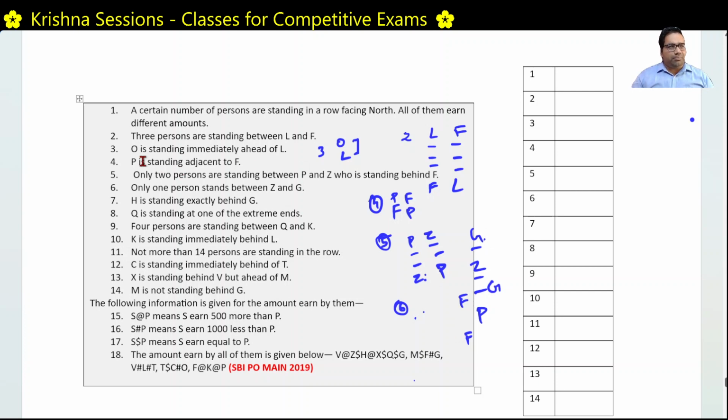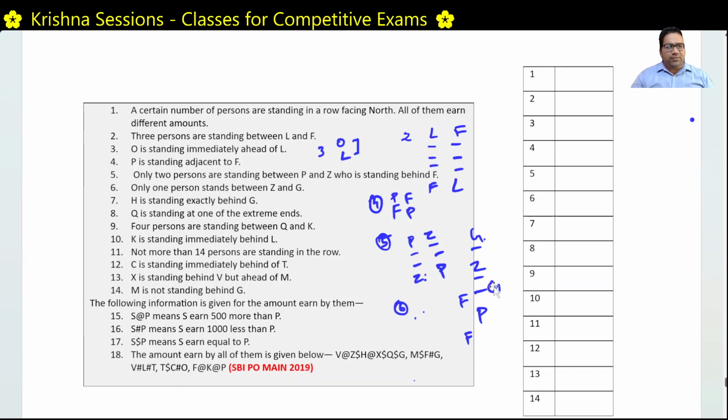We are reading condition numbers 4, 5 and 6 together. P has to be immediately adjacent to F, that means if P is here, F can be here or here, and there have to be two spaces between P and Z. So if P is below Z, Z is above P, there are two spaces in between, and one person stands between Z and G.